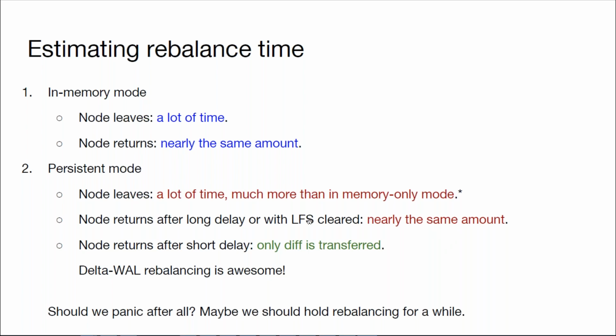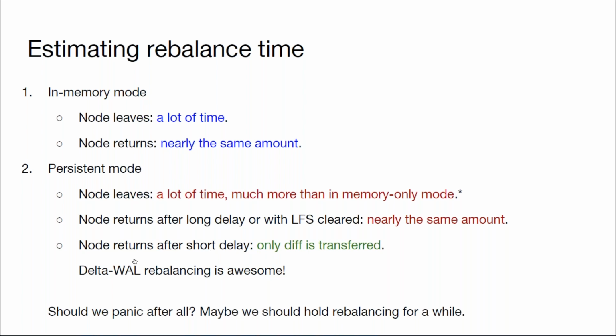It's clearly the same amount if the node returns after a long delay or with clear local file storage. You still have to rebalance all data on that node. But in persistent mode, there's one difference. If the node returns after a short delay, rebalance will be much quicker because only the diff will be transferred.